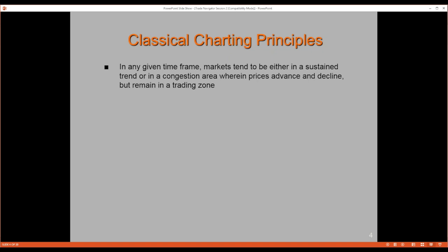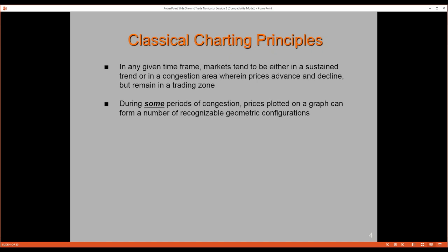And so I just want to make sure that I make the point here that this trending versus congesting really is relative to different time frames. The time frames I use are daily and weekly. And so when I think about time frames, I'm not thinking about 60-minute charts, 5-minute charts, 15-minute charts. Those don't come into the equation for me as a position trader.